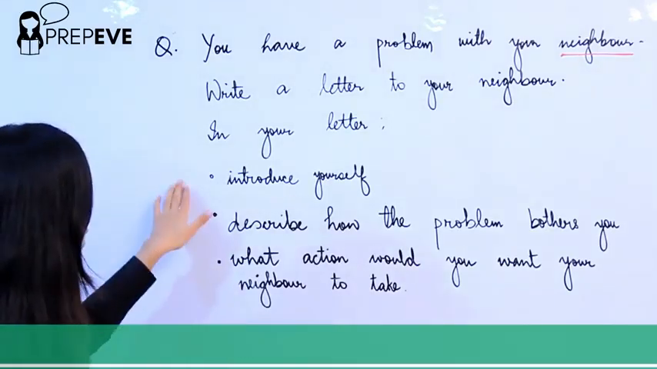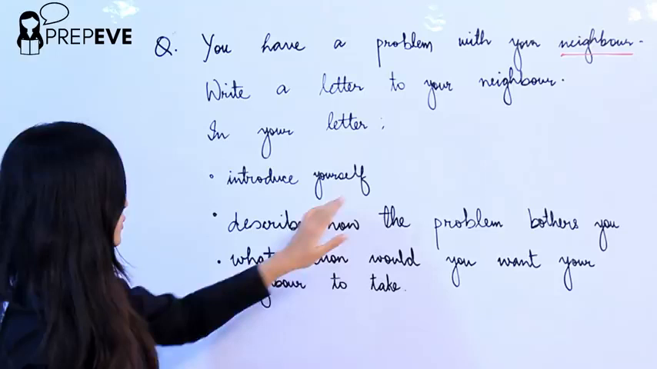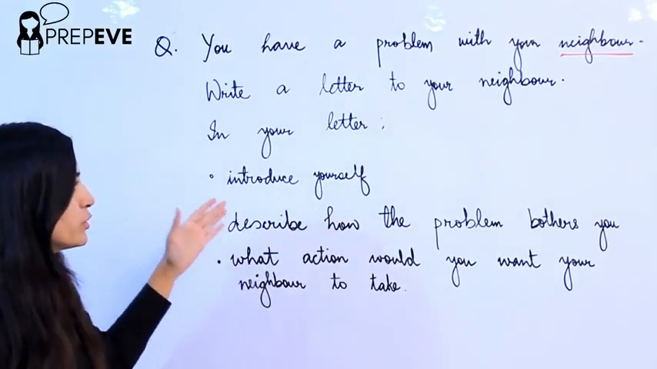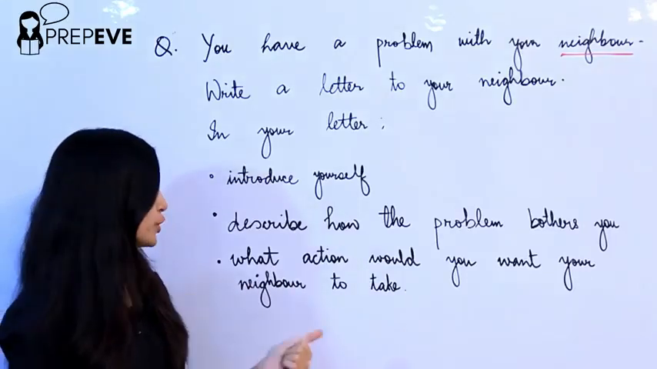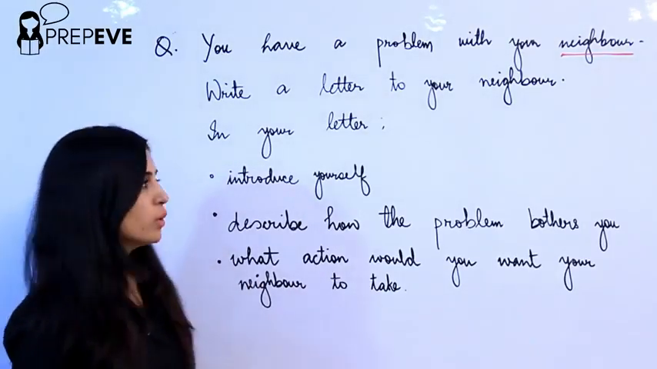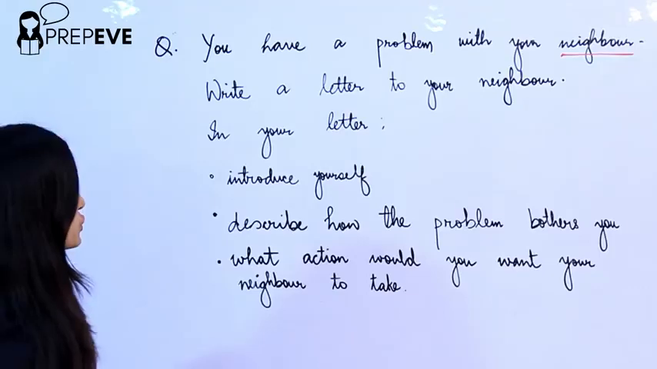What are they? Number 1, introduce yourself. Number 2, describe how the problem bothers you. Number 3, what action would you want your neighbor to take? So, let's analyze the question.